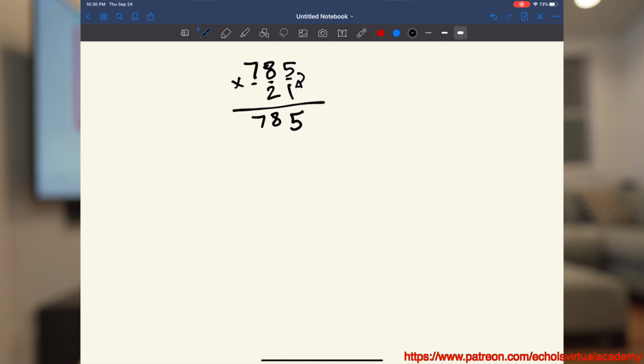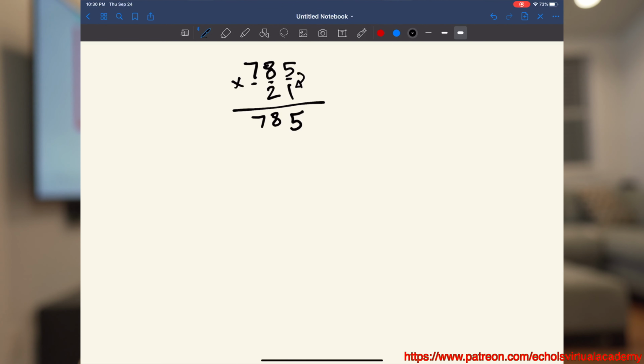But before you do that, you've got to add your placeholder 0. Now you can multiply freely. 5 times 2 is 10. You put the 0 down and carry your 1. 8 times 2 is 16 plus 1. Bring your 7 down, carry your 1. 7 times 2 is 14 plus 1 is 15. And you write down your whole 15.